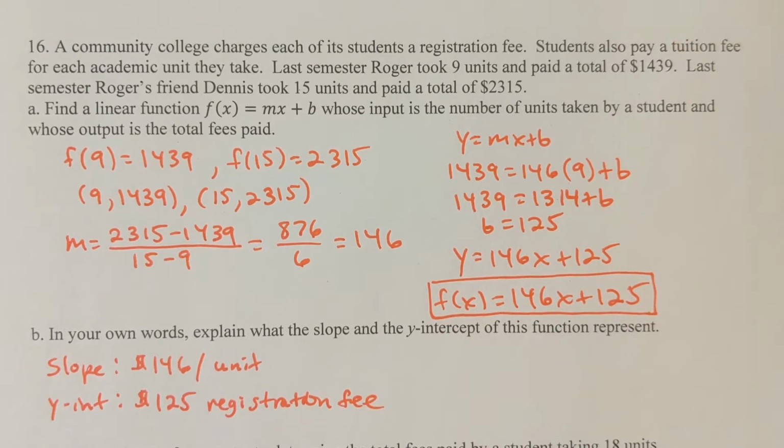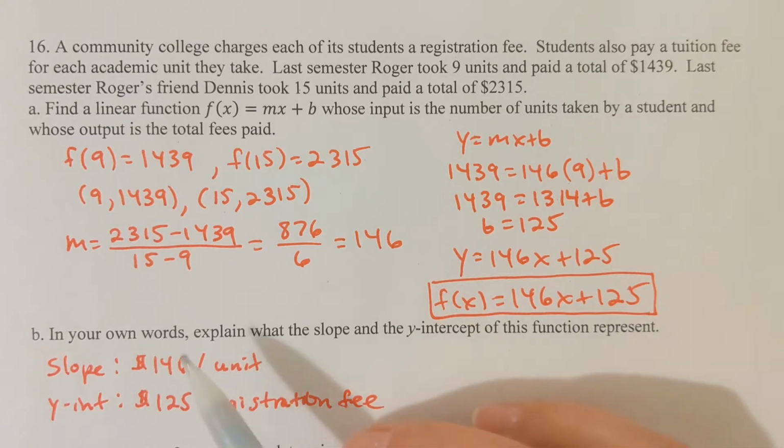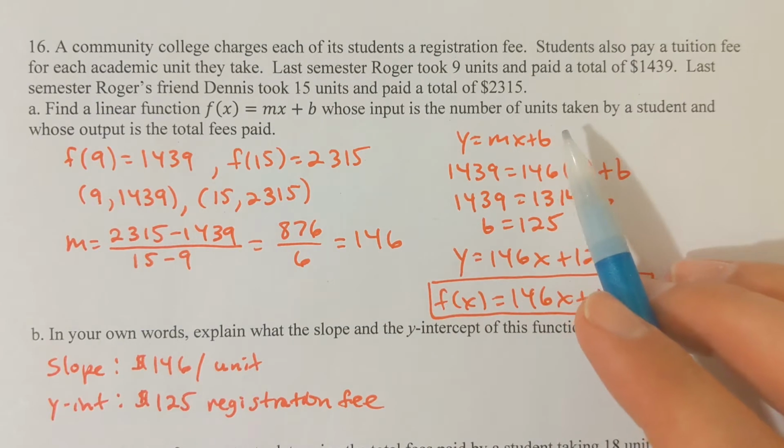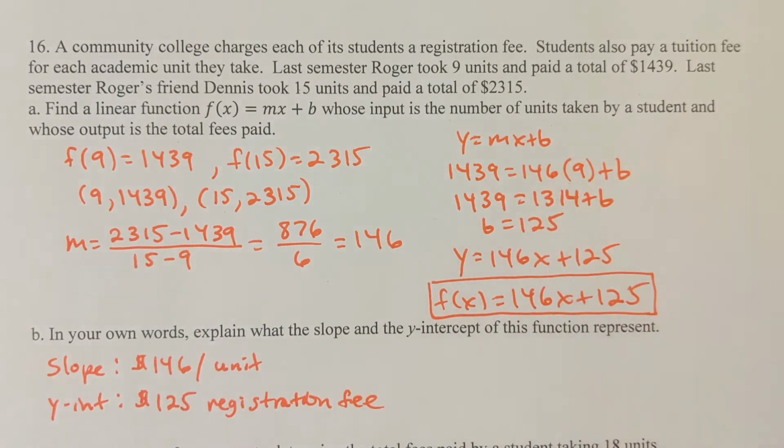Problem 16, a community college charges each of its students a registration fee. Students also pay a tuition fee for each academic unit that they take. Last semester, Roger took 9 units and paid a total of $1,439. Last semester, Roger's friend Dennis took 15 units and paid a total of $2,315. Part A, find a linear function f of x equals mx plus b whose input is the number of units taken by a student and whose output is the total fees paid.